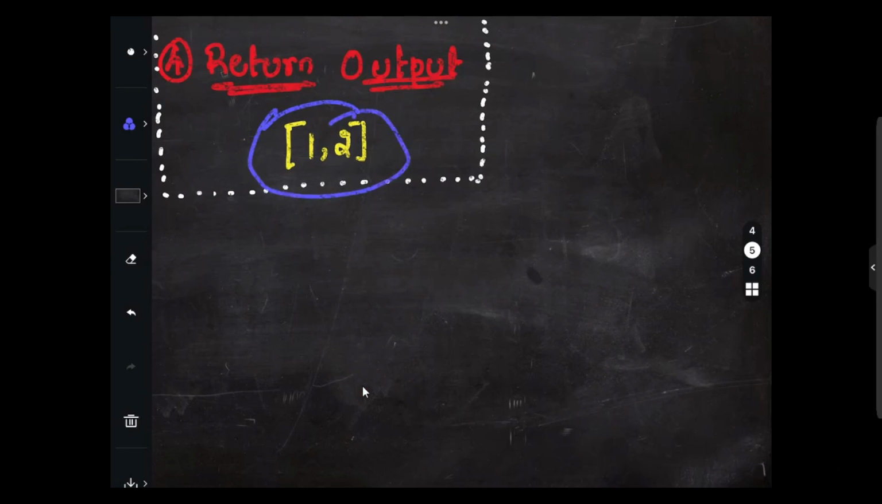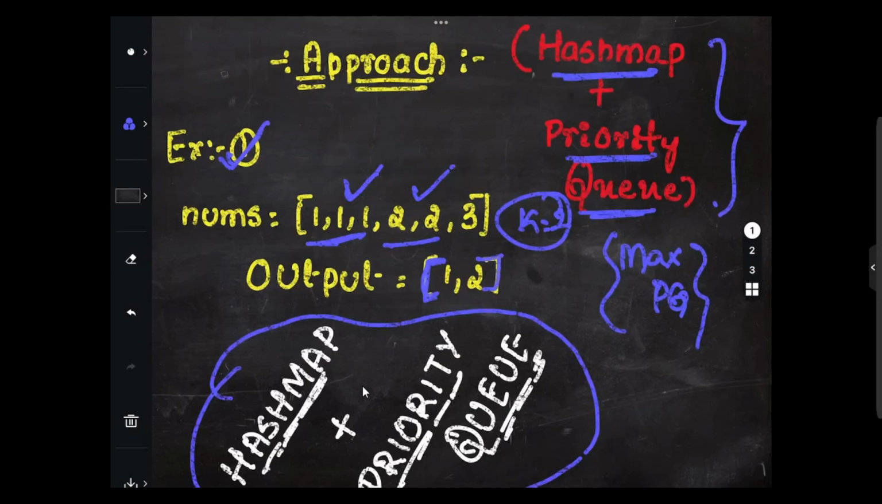This is fine. I hope the approach is completely clear. We got 1, 2 as output, and the output that they have given for the question's first example is 1, 2 as well. So the approach works absolutely correct in this case. This is the approach that we'll be going with.